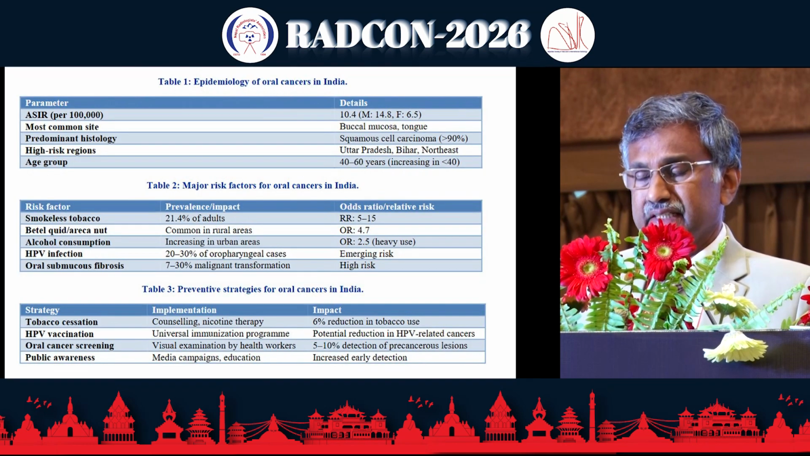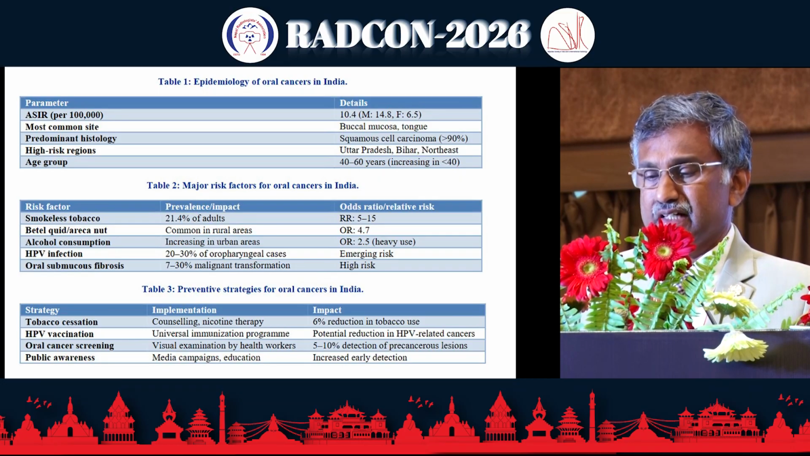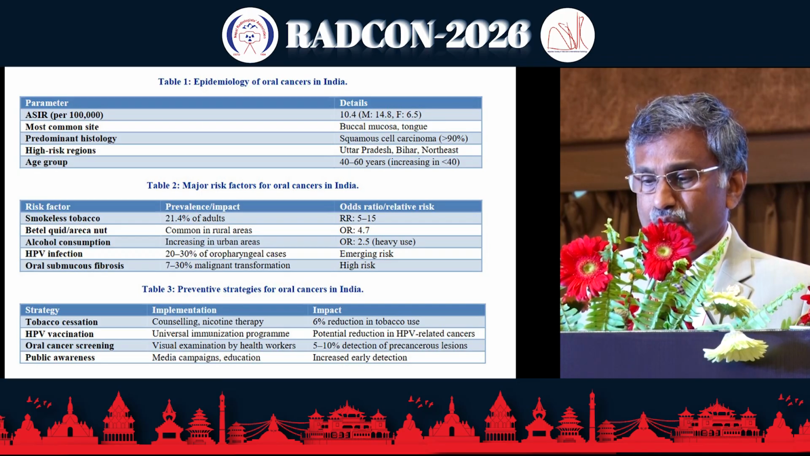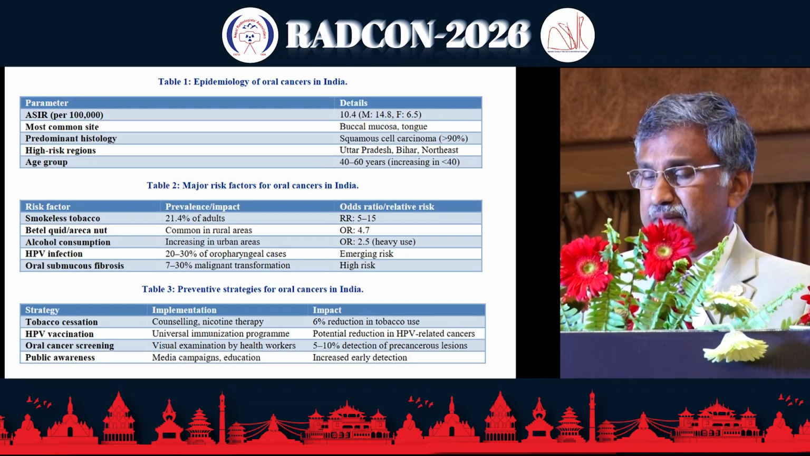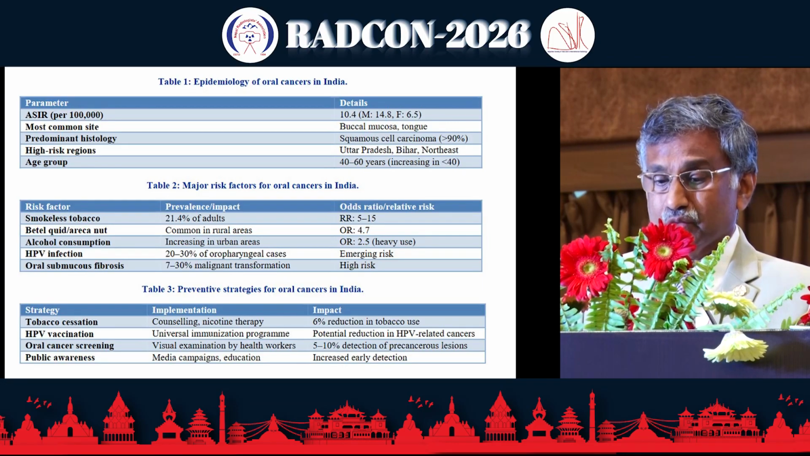So epidemiology in oral cancer, all of you know, in India. As per statistics, there are around 10 per 1 million population, and buccal mucosa will be the most common site, and squamous cell carcinoma is 91 to 95%. Adenoid cystic carcinoma will be less than that. It is more common in Uttar Pradesh and Bihar and the northeastern part, because of the most involvement.